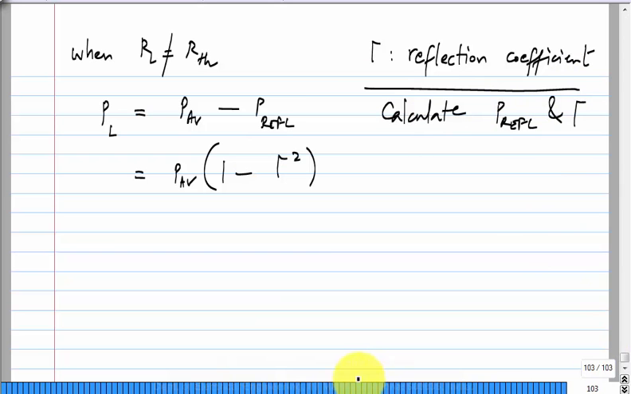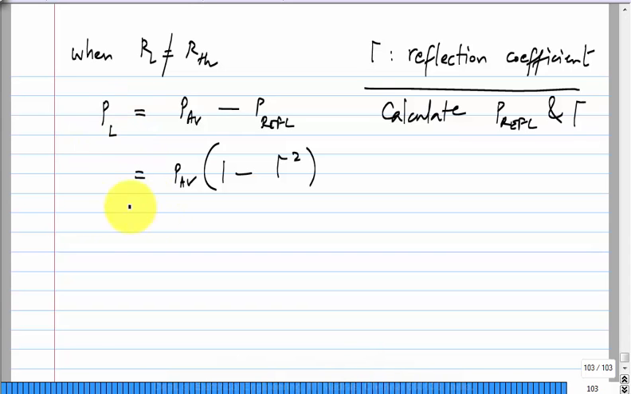So, you are able to get it. What do you get the reflection coefficient to be? Obviously, it is a measure of reflection, or how different RL is from RTH, right? So, if RL was equal to RTH, the reflection coefficient would be 0.